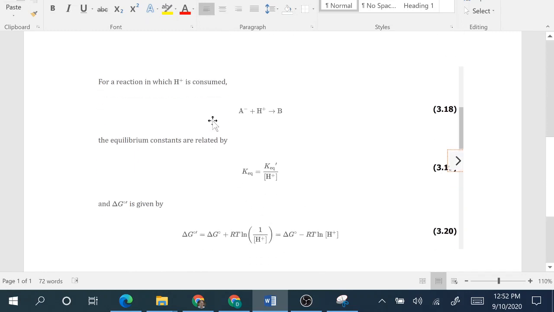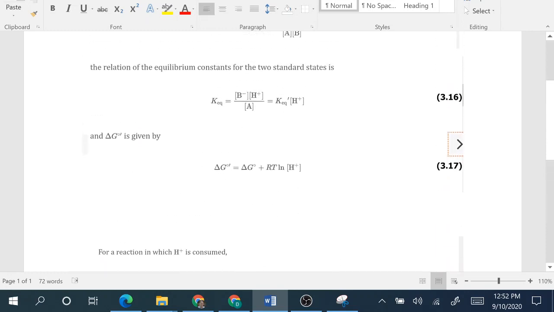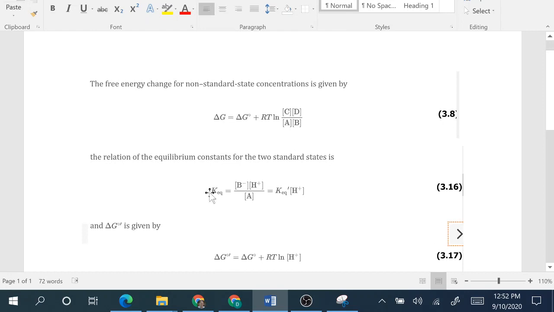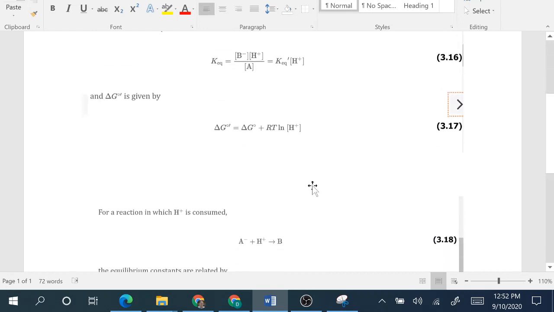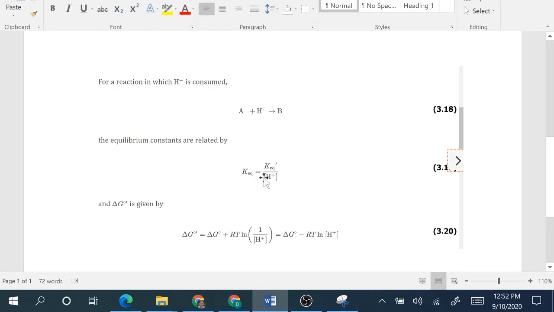Okay, so if it's consumed, then we can relate KEQ to KEQ prime up here. We can say KEQ is equal to KEQ prime times hydrogen. So we can solve for KEQ prime and get KEQ divided by H plus is equal to KEQ prime. And we can plug that in for our KEQ. Okay, and so by rearranging, we're going to get then that delta G naught prime is equal to delta G naught minus RT ln of H plus if H plus is consumed in the reaction.